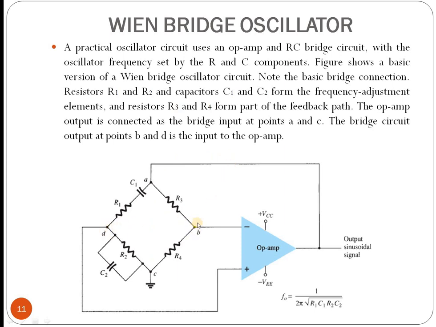So the bridge network's output is B and D. It is the input of the op-amp. So in this way, it is connected as a bridge network with the op-amp. For this circuit, the output frequency f0 equals 1 by 2 pi times the square root of R1, C1, R2 and C2.